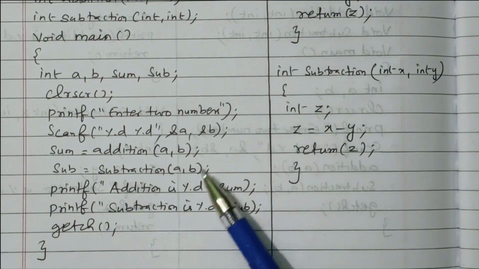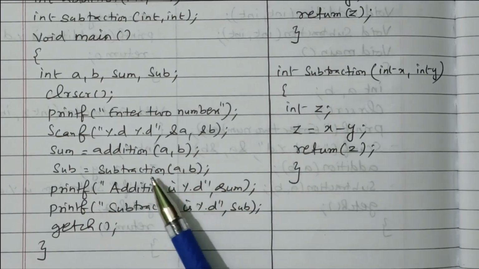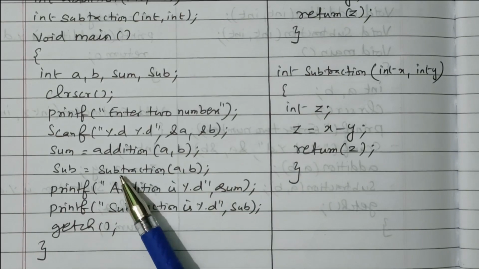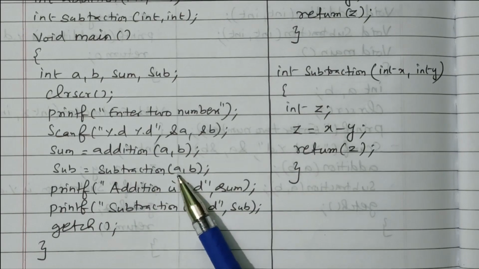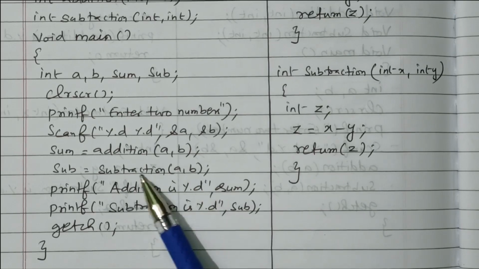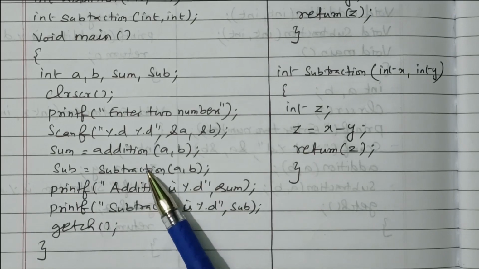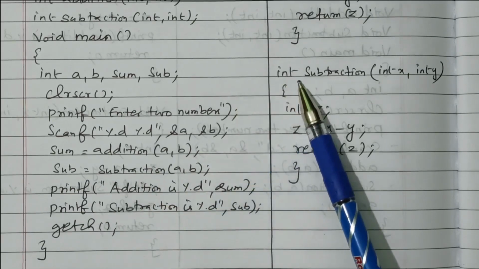Sub equal to subtraction A comma B. What is this? This is again calling another function. Name subtraction. We are passing two variables A, B. The function will return the value, that will be stored in sub. Right? This is calling. So when the function is called, the control will transfer to here.